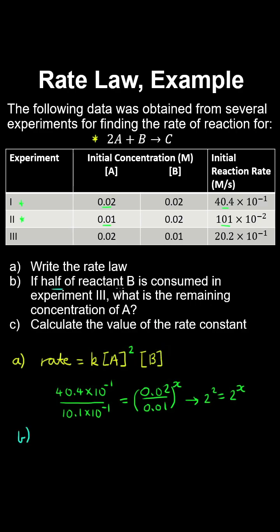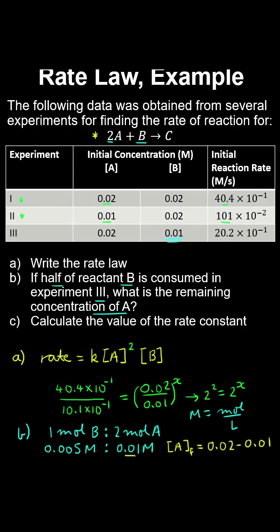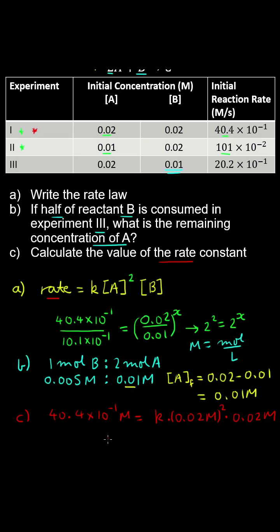Now if half of reactant B is consumed in experiment 3, what is the remaining concentration of A? So 2 moles of A are consumed for every mole of B. And if half of reactant B is consumed, assuming you have the same volume of both reactants, so therefore the remaining concentration of A, and calculate the value of the rate constant, we can use any experiment. So substituting the values from experiment 1 into the rate law, you'll obtain the following result using one significant figure.